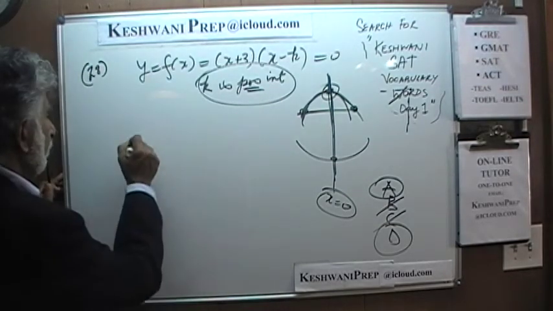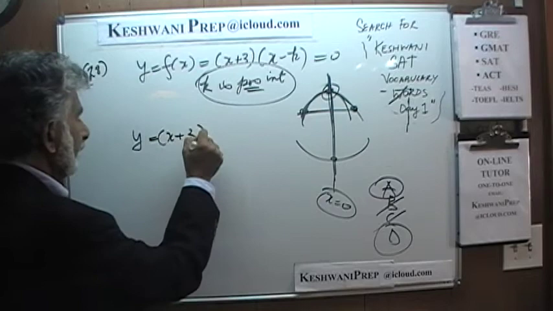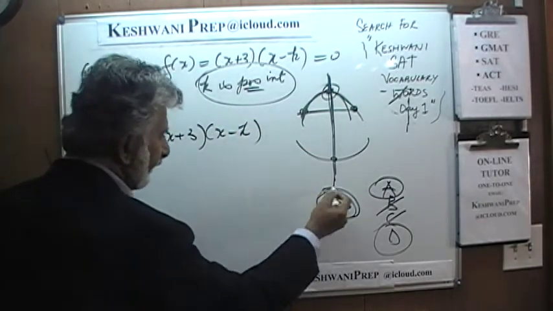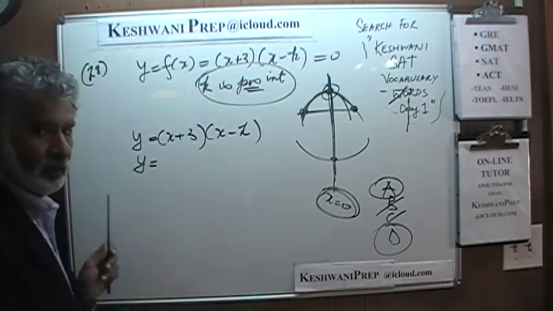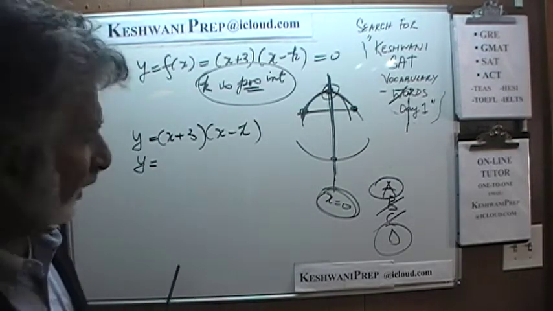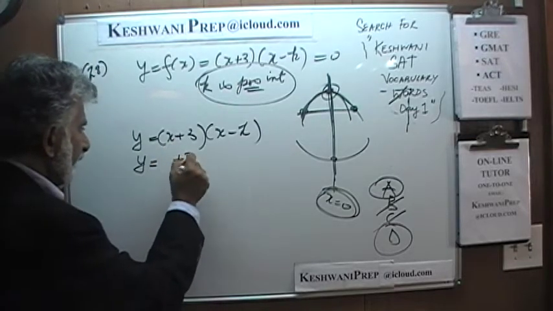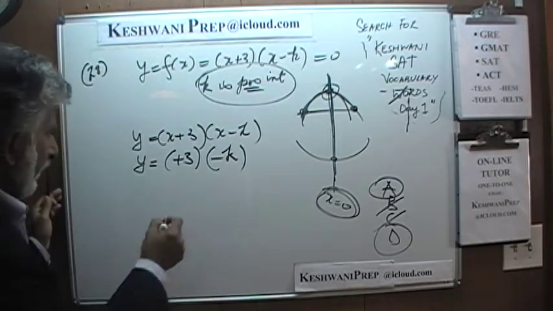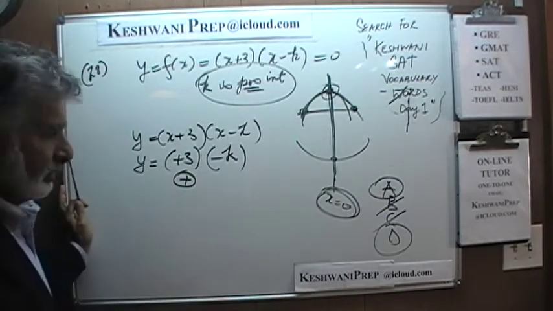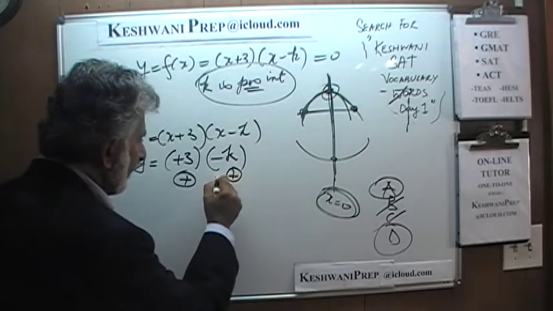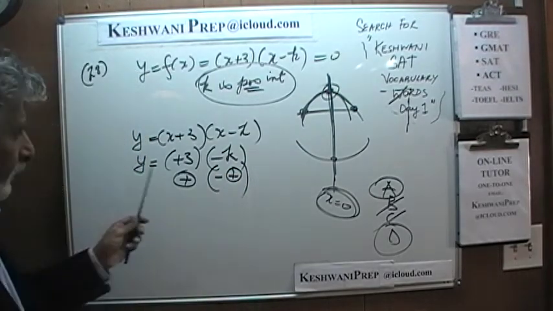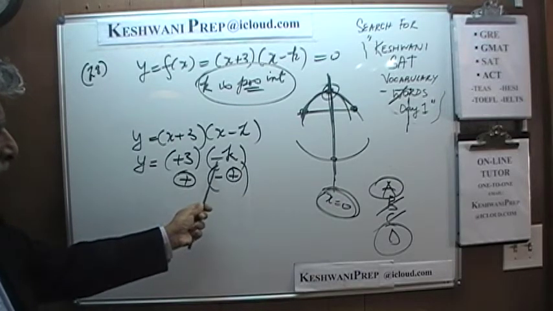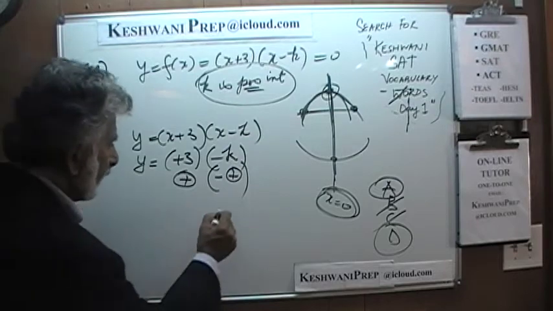Let's do that. We know y is equal to x plus 3 times x minus k. Set x equal to 0 in here, and that will give us the place where it cuts the y-axis. Okay, stay with me. If x is equal to 0, we get positive 3 times negative k. Well, positive 3 obviously is a positive quantity. K is a positive quantity, and we have a negative in front of it. You with me so far? We are told that k is positive. That's why it was very important information. If k is positive, then negative k is a negative quantity itself.